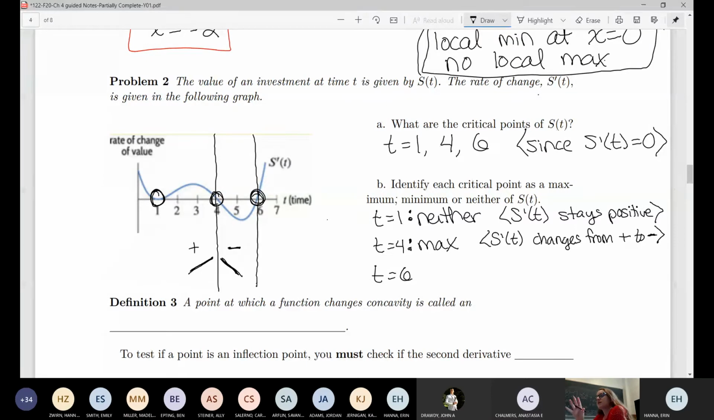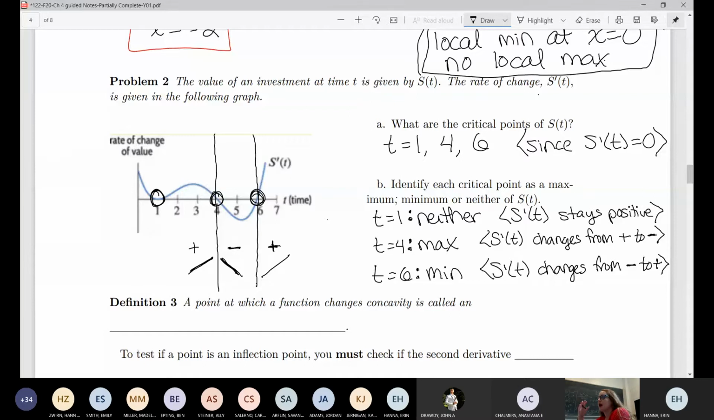And then at 6, to the left of 6, it's below the t-axis, and then to the right of 6, it's above the t-axis. So essentially, the derivative changes from negative to positive, so the original changes from decreasing to increasing, so t equals 6 must be a min. S prime of t changes from negative to positive.